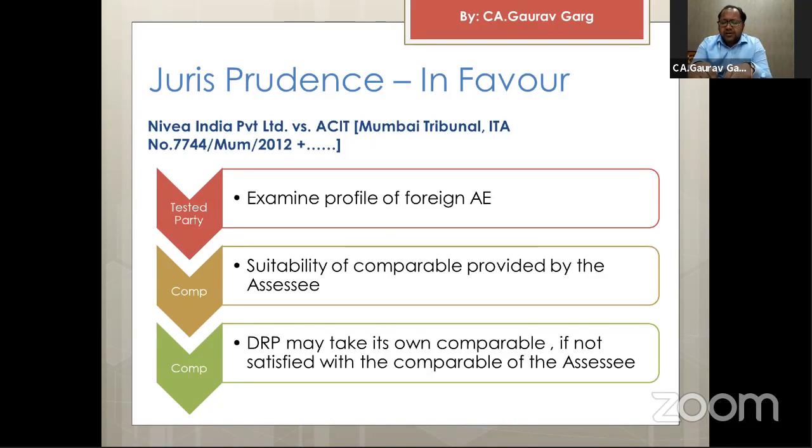Now, in this case, the tribunal did not say that if one is taking the foreign AE as a tested party, and if comparables are not available, then the DRP can take an Indian company as a tested party. No, nowhere did the ITAT write that. The ITAT simply said that if you are not satisfied with the foreign comparables of the SSC, then you choose your own comparables. So apparently it seems the ITAT has strongly upheld that foreign AE can be considered as a tested party.